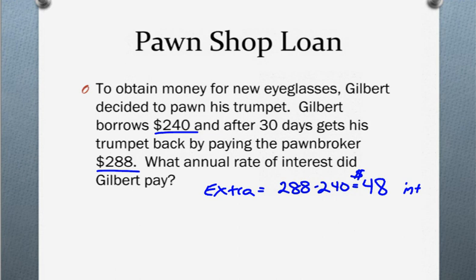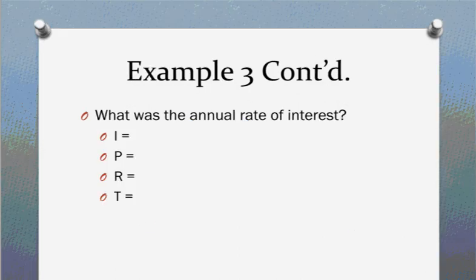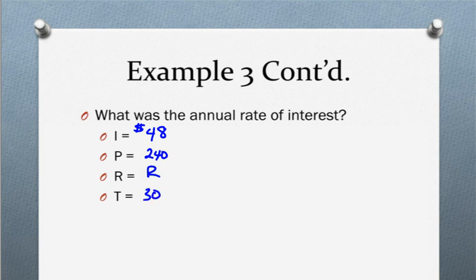This is the interest. Okay, so let's get this figured out. Our interest is $48. The principal, that's how much money he borrowed, is $240. The rate, well, that's what we don't know. And the time was 30 days. Now, here's what we're going to do. We're just going to call 30 days 1 month. We could do 30 over 365, and it's going to get you an answer real close, and I wouldn't count it wrong. But we're going to call that 1 month, which is 1/12 of a year.